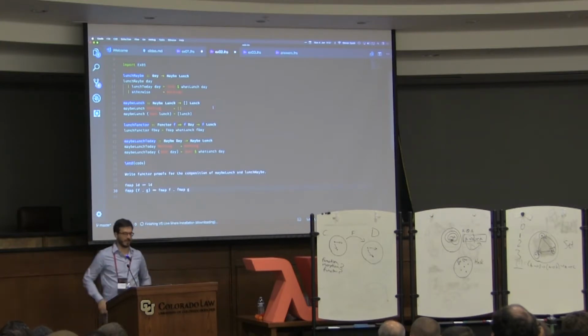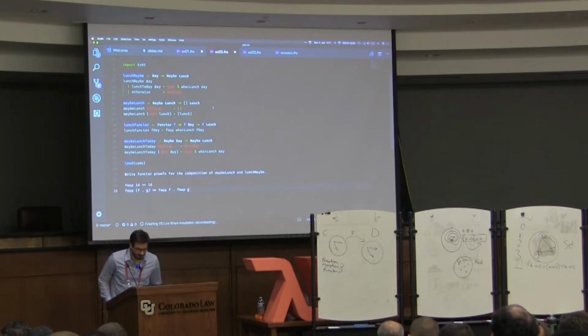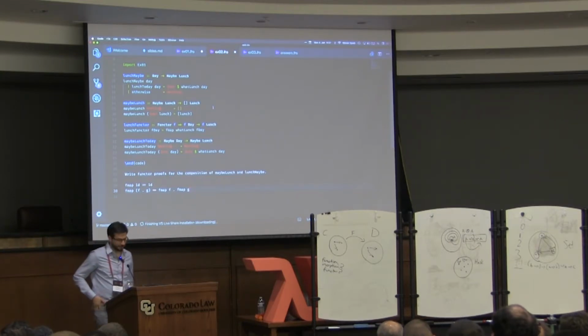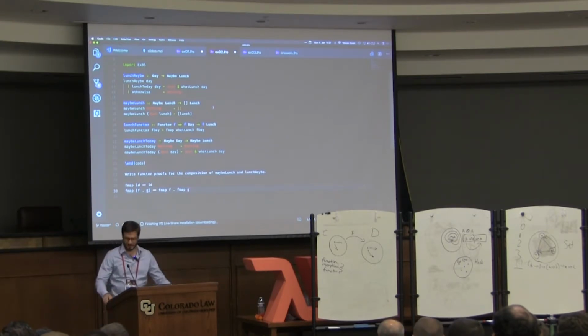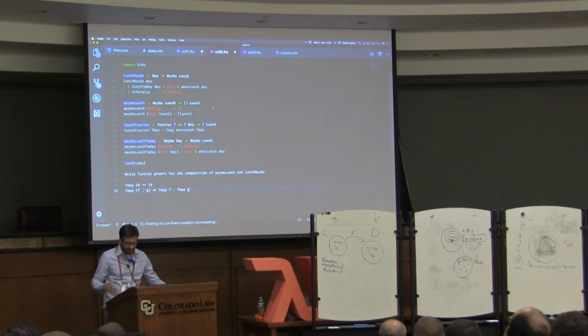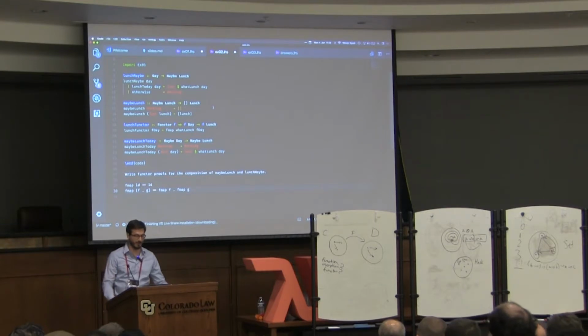The idea here is just to write functor proofs for the composition of maybe lunch and lunch maybe. And you should be able to chat with each other to figure that out. And then I think it will become clear that it's really just the same thing. Like the functor is the same thing as a function, just at a higher level. So why don't you work together on that? It's just essentially proving the functor laws using these functions. And these functions themselves are examples of this kind of mapping from a category into a functor.